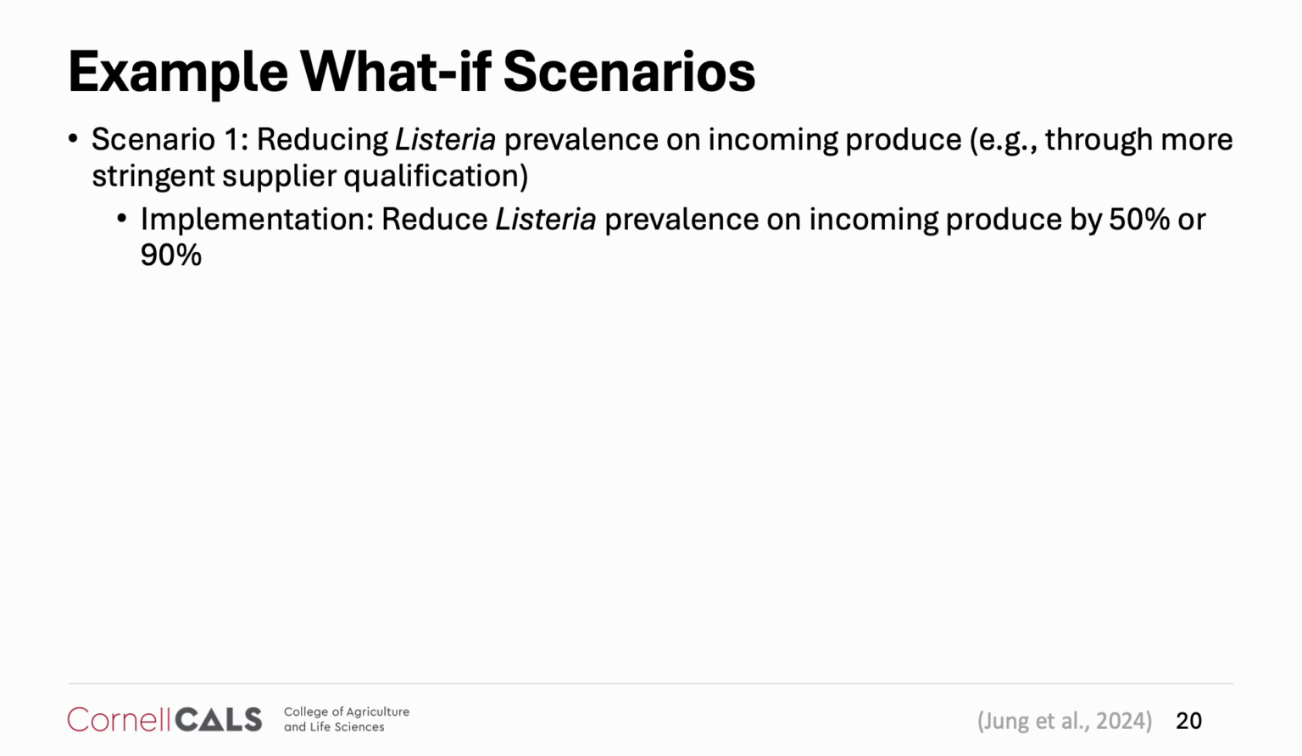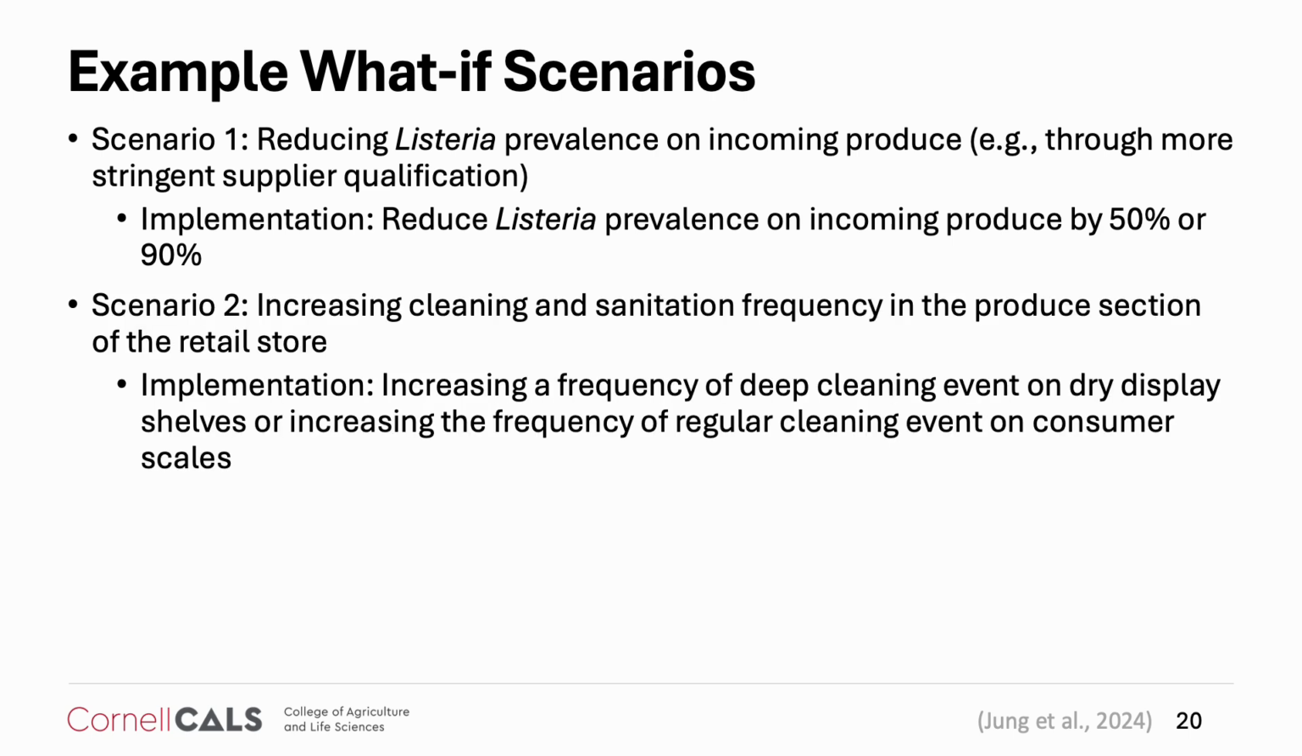While one of the scenarios that we can evaluate is to reduce the introduction of pathogen into the environment, another scenario that we can evaluate is a change in cleaning schedules or cleaning efficacy. For one of the scenarios, cleaning and sanitation frequency was increased on produce display shelves. But we can also target a specific type of agent, such as the scales that consumers use in the produce section, which are not usually cleaned as often or do not have a regular cleaning implemented, to see how it might affect the overall pathogen level in the retail store.